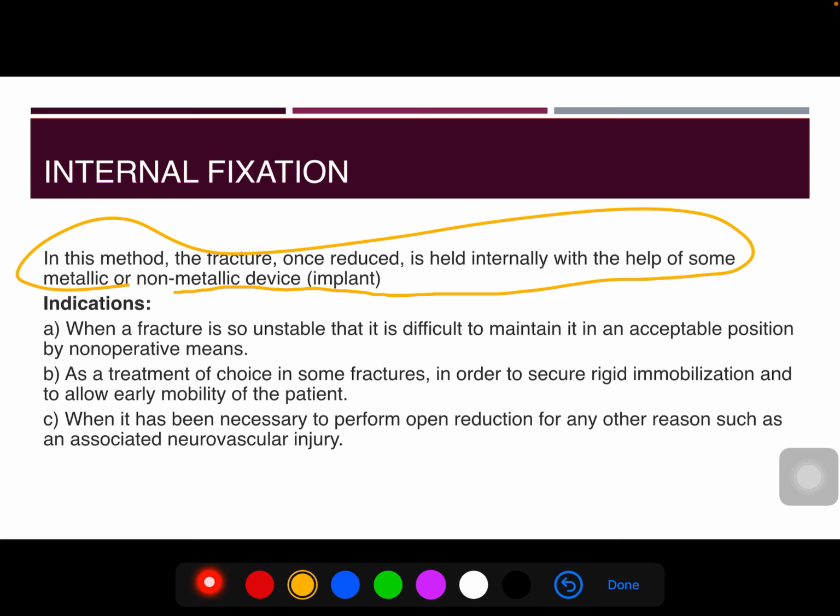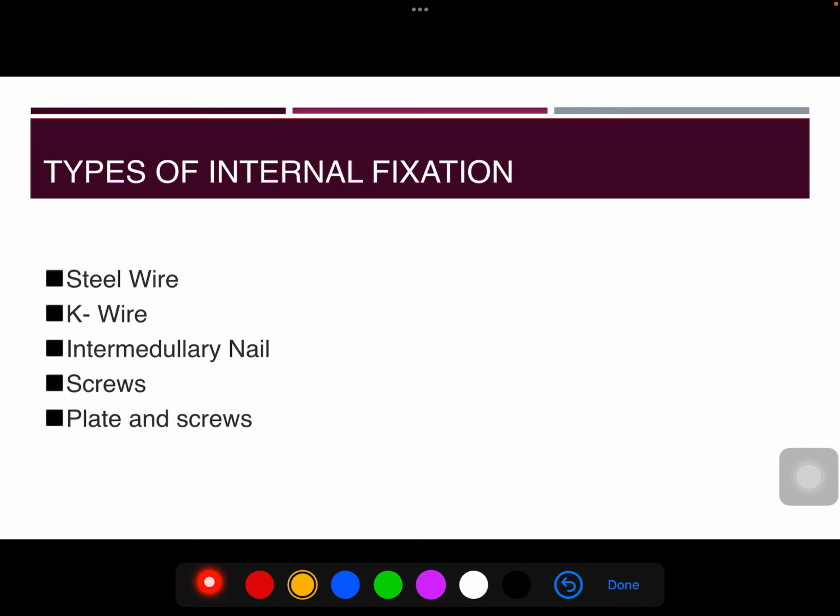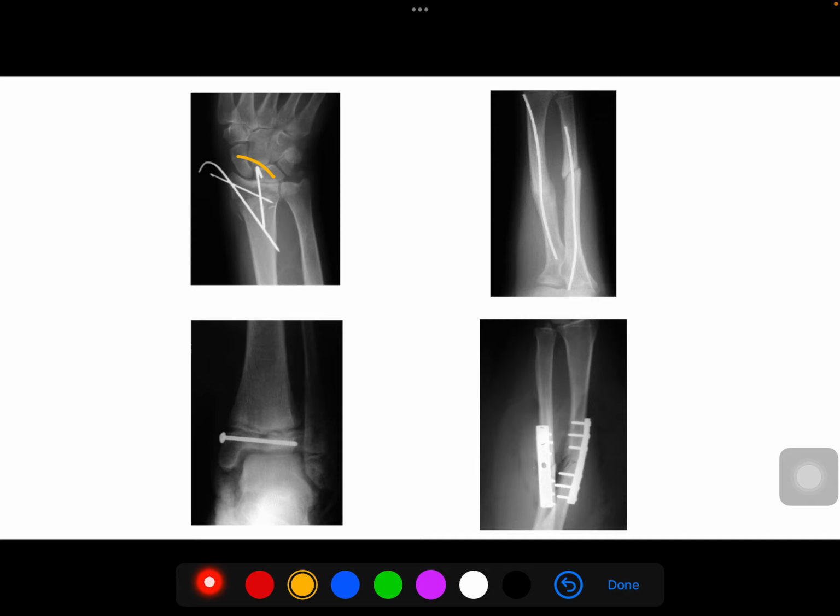For the indication, when a fracture is so unstable that it is difficult to maintain it in an acceptable position by non-operative methods, then we have to do the internal fixation. It is also the treatment of choice in some fractures where we need to secure rigid immobilization and allow early mobility. And when it has been necessary to perform open reduction for any other reason, such as an associated neurovascular injury, then we do the internal fixation. The types of internal fixation are steel wire, K wire, intramedullary nail, screws, and plate and screw, which you can see in the figure also.